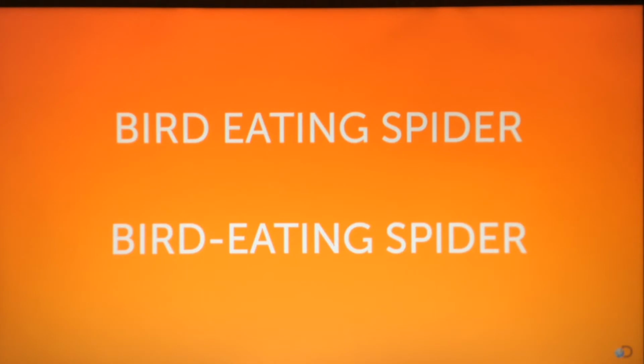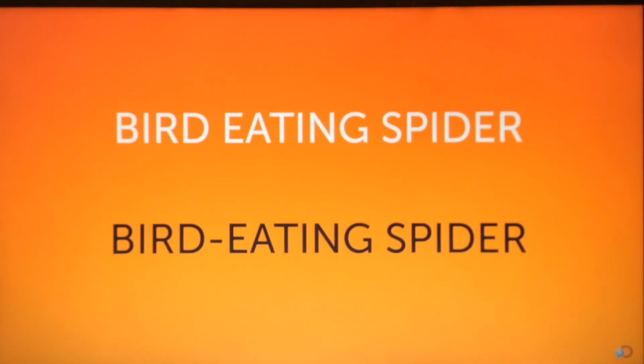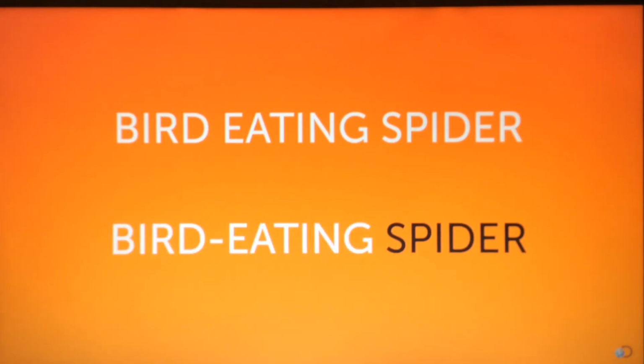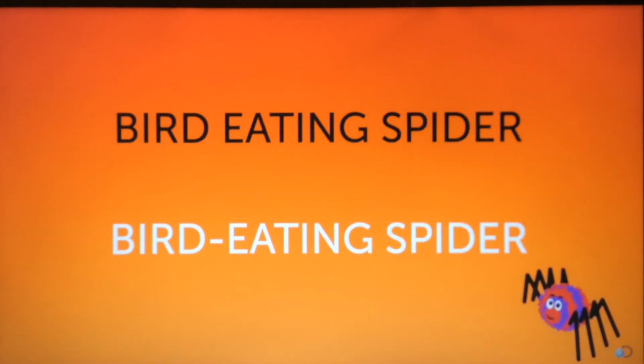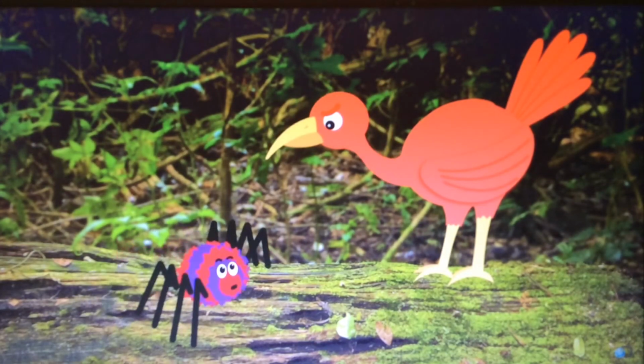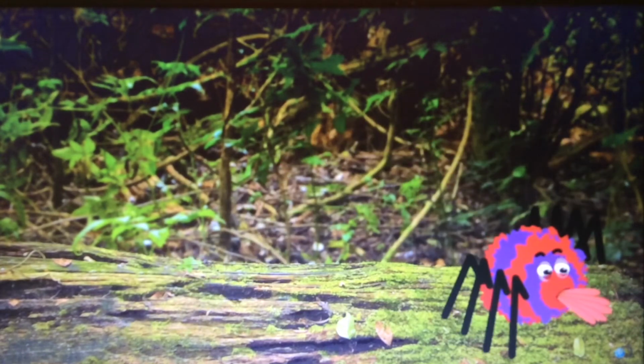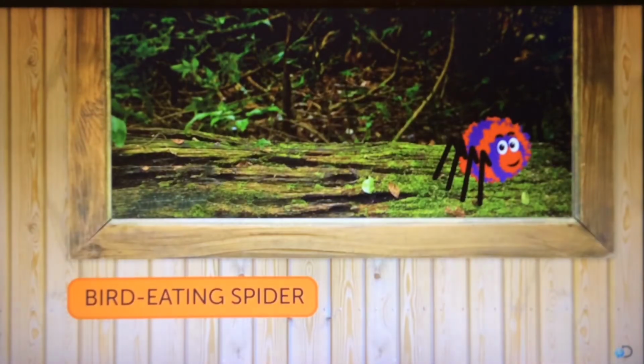So looking at our two phrases, which one should the keeper use? The first, bird eating spider, tells us that the bird eats spiders. But use a hyphen to join the two words bird and eating, and the meaning of the phrase changes. It's the spider who eats birds. Bird eating becomes an adjective, as it tells us what type of spider this is. So, which sign should the zookeeper choose? It's bird-eating spider. The use of the hyphen has made things much clearer.